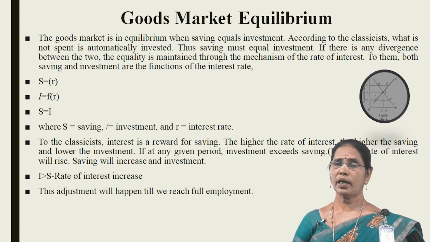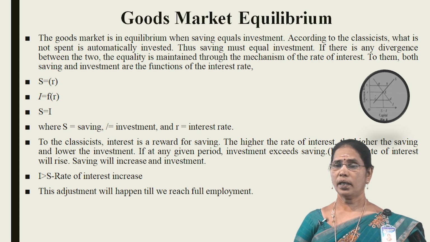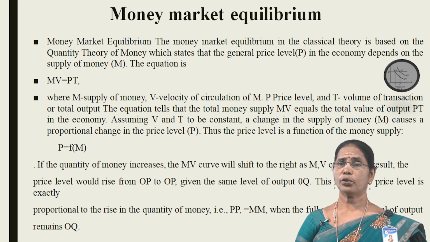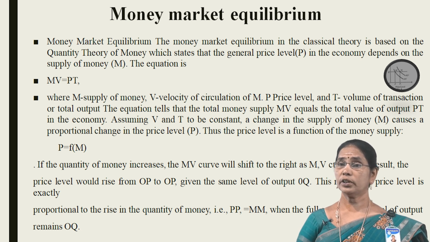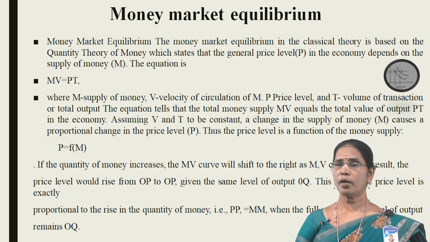This adjustment will happen till we reach full employment. Then we move on to money market equilibrium. Money market equilibrium in the classical theory is based on the quantity theory of money, which states that the general price level in the economy depends on the supply of money.